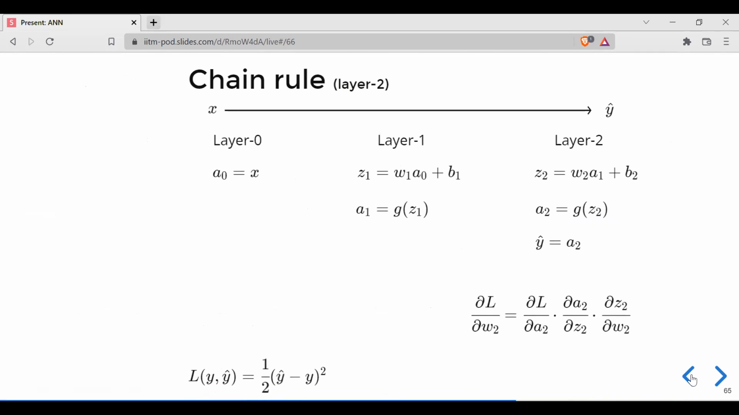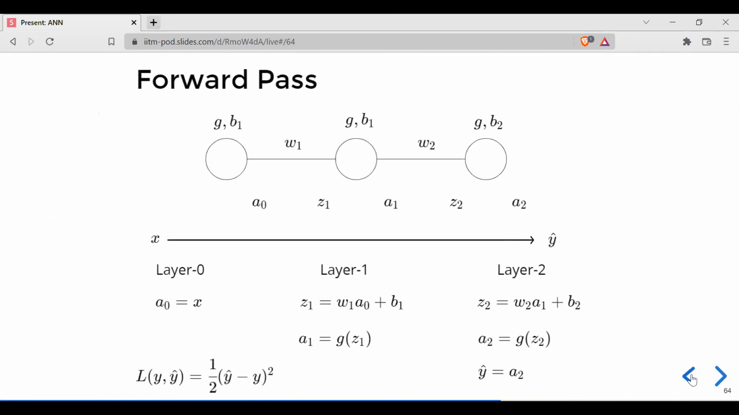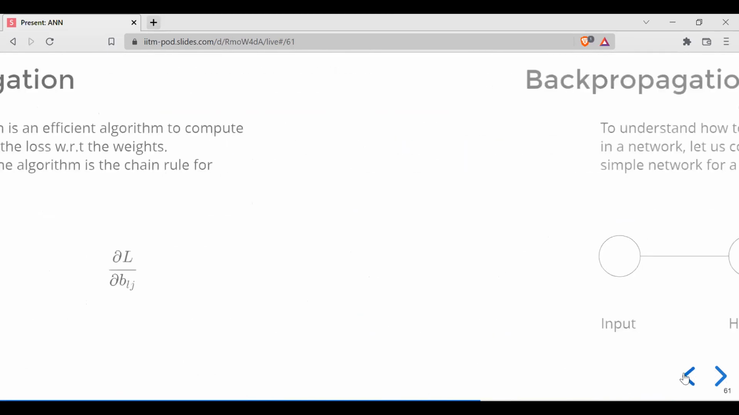Okay, so these notations, if you read them out, will be clear. There's nothing much to cover in this. Back propagation is one thing that I will explain now.